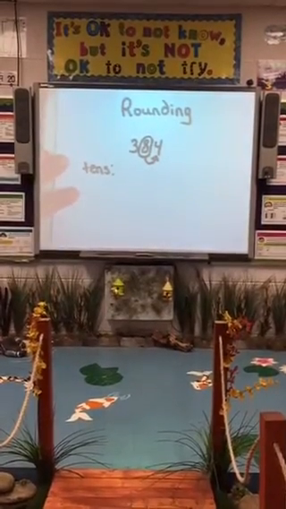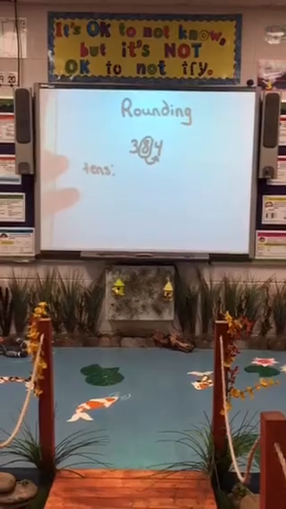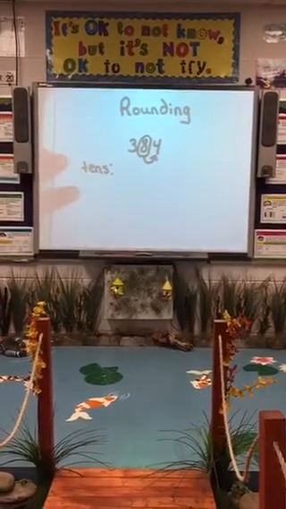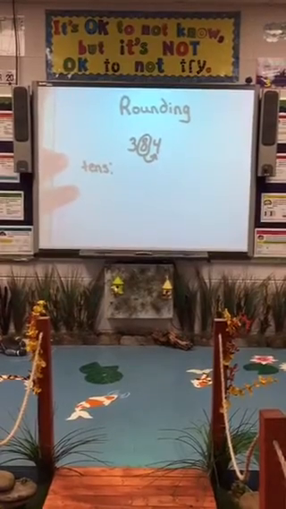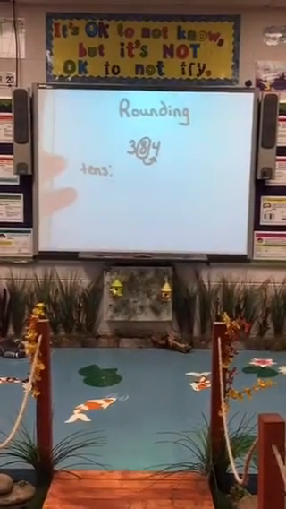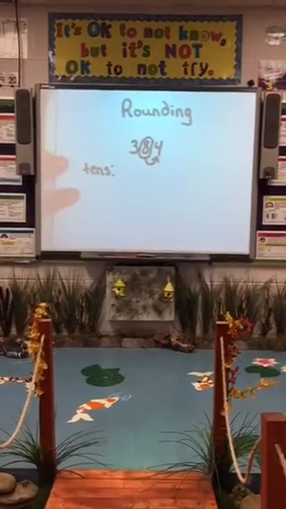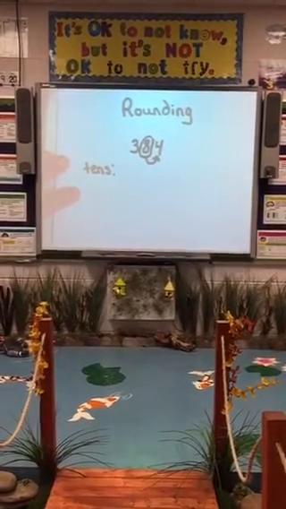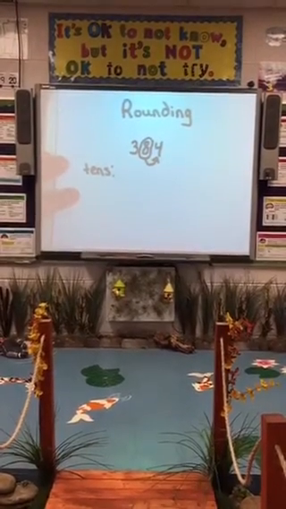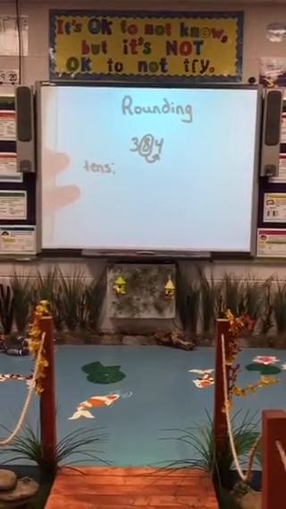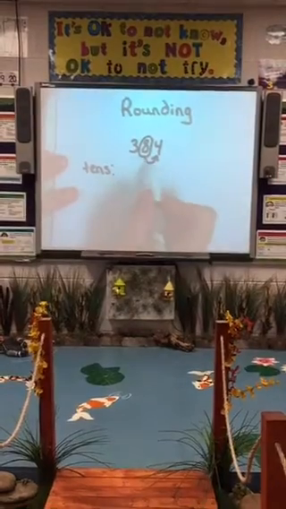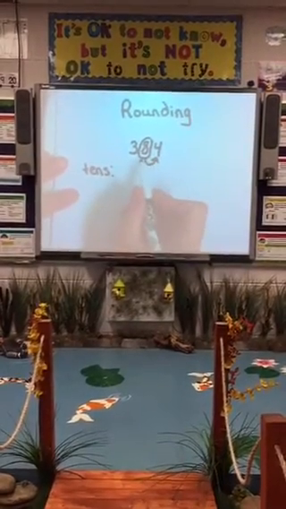So the rules when rounding is if it's 5 or more, you're going to round up. If it's 4 or less, you're going to round down. That's a 4, so we're going to round down. You and I didn't learn how to do it on a number line, so I'm going to show you how we learned, but the kids really find it beneficial to round on a number line because it gives them a visual. Okay, so like I said, the number to the right is 4, so we're going to round down.